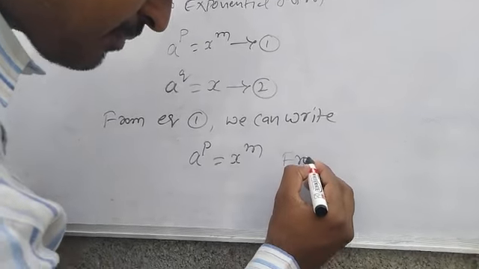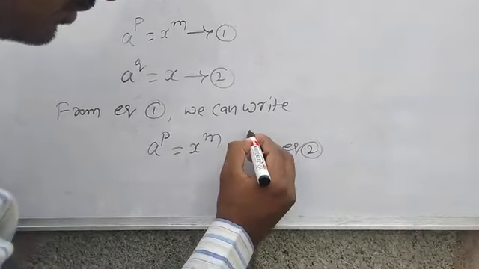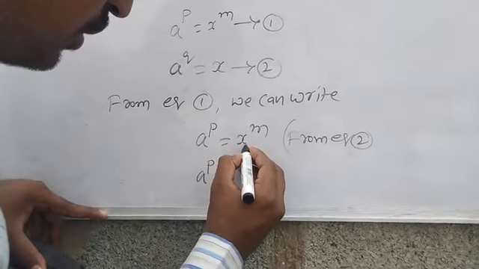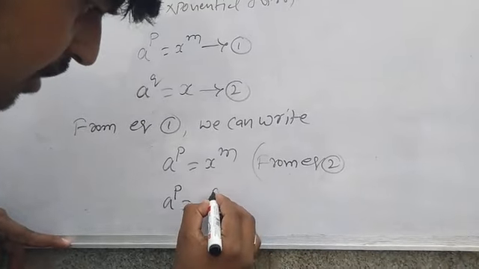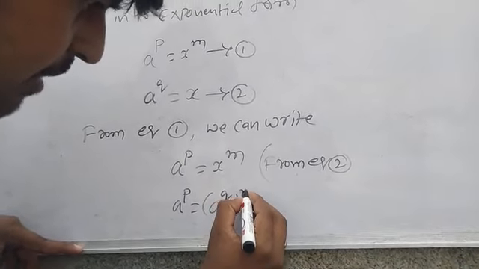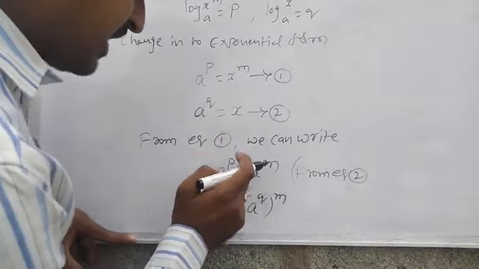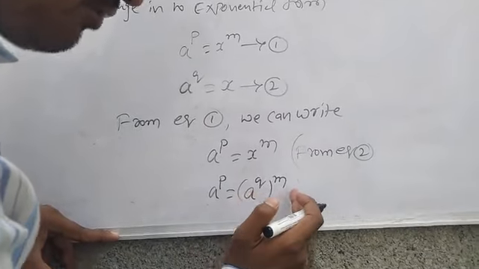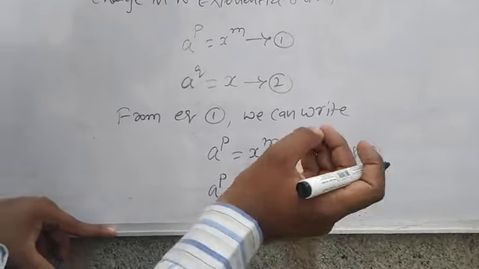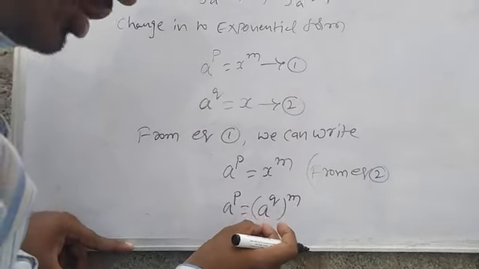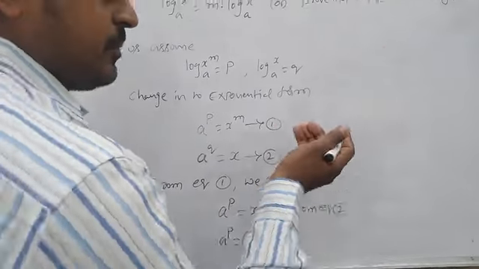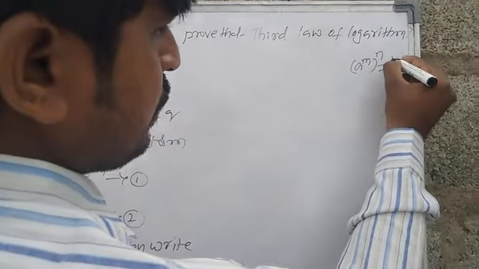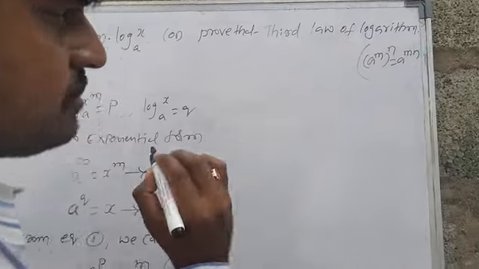From equation 2, what do you write? A to the power of p is equal to, in the x place, a to the power of q whole to the power of m. A to the power of q is x. Here we observe one formula using exponents: a to the power of m whole to the power of n is equal to a to the power of m into n.